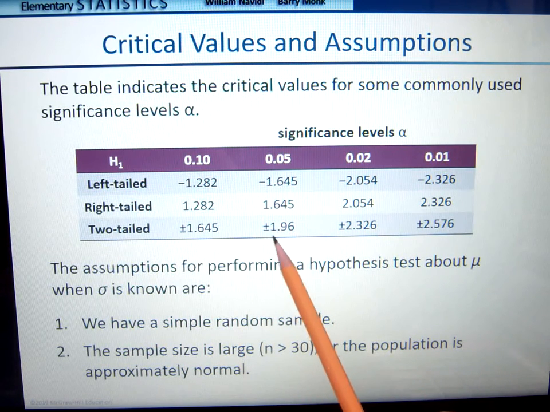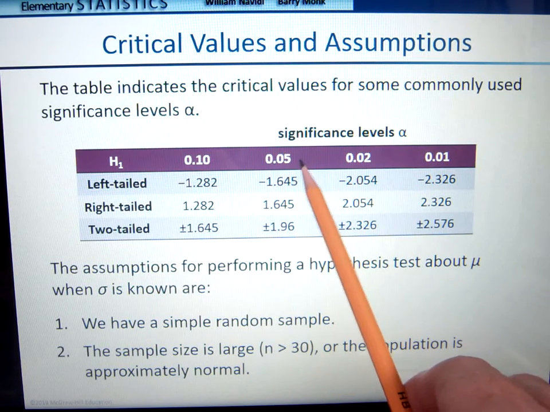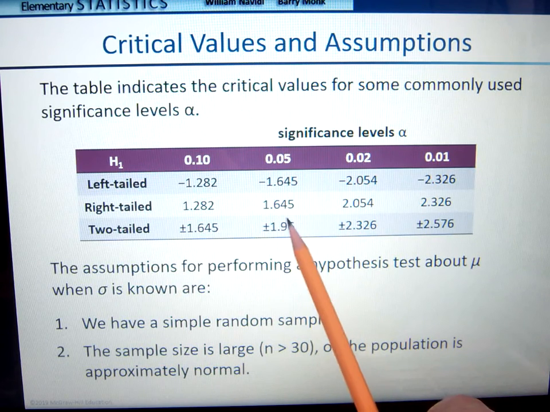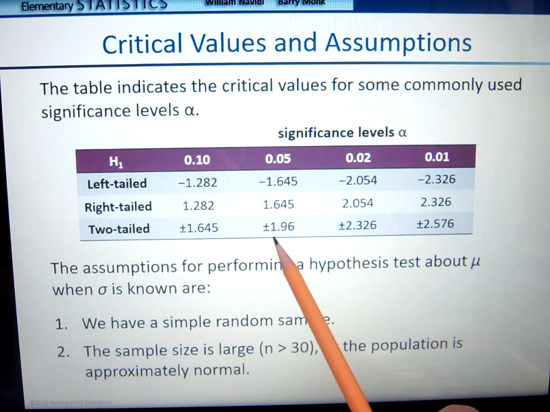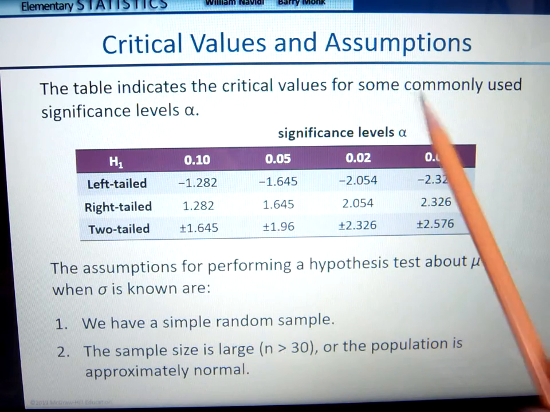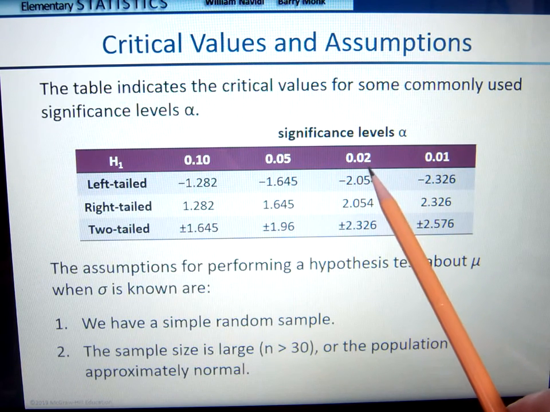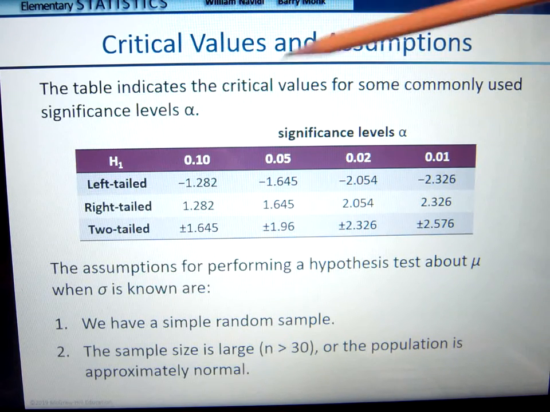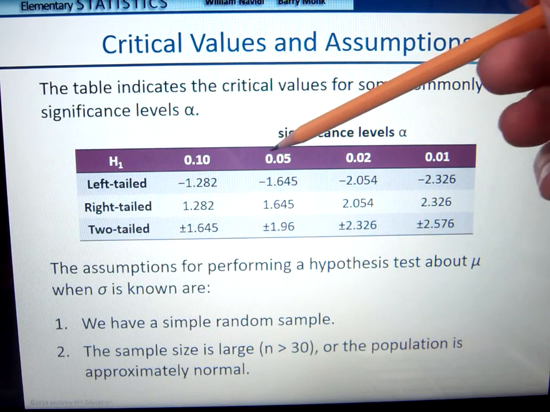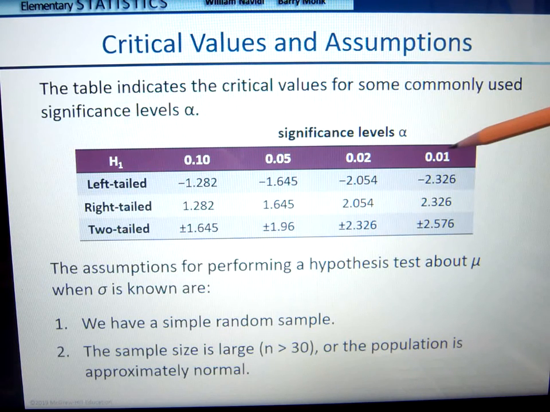And then if I were to take 5%, both sides combined, that's actually going to be 95% left in the middle. And that's why we get our 1.96. Now, if we want to take a look at 0.02, we'll use these values, and 0.01, we'll use these values. Now, the most common ones are 0.05 and 0.01. And you've got to have a lot of evidence to have 0.01.